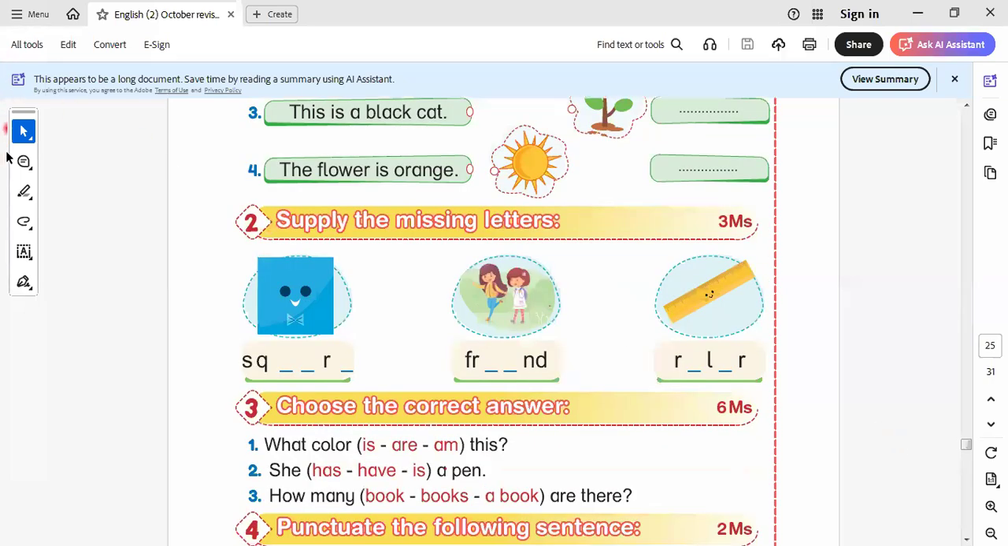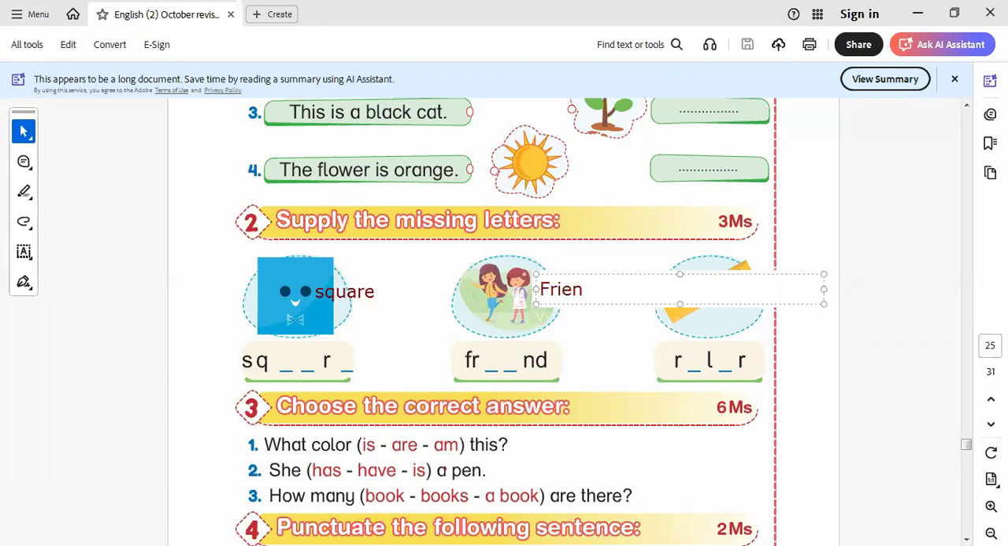It will be here square. How can I write it? I write it in text to be clear. Here is square. So here we have S Q U A R E. Here we have missing U, missing A, and missing R. So here it will be what? It will be friend.